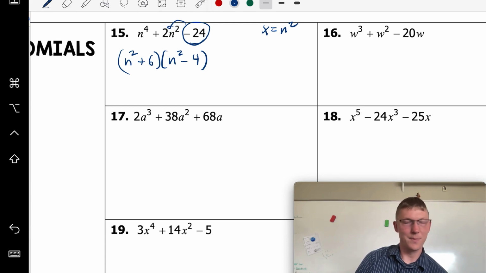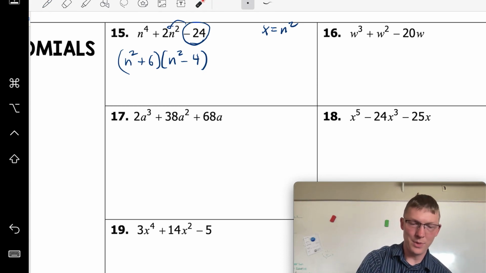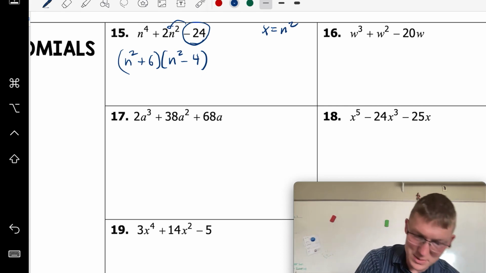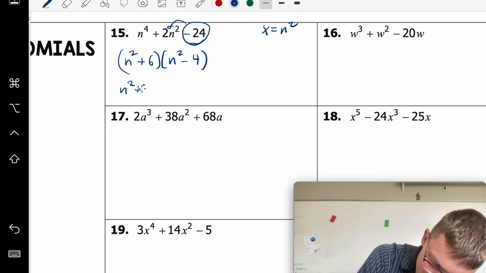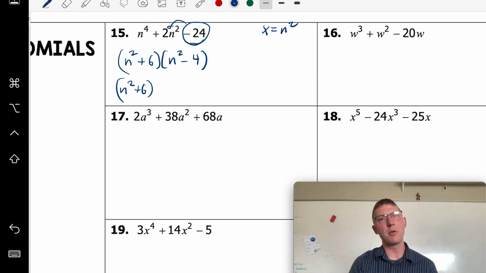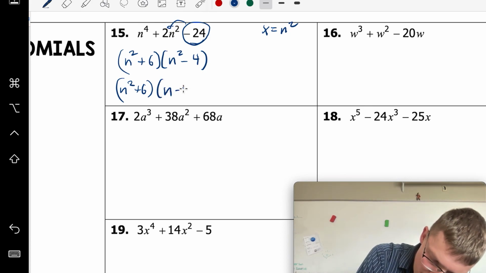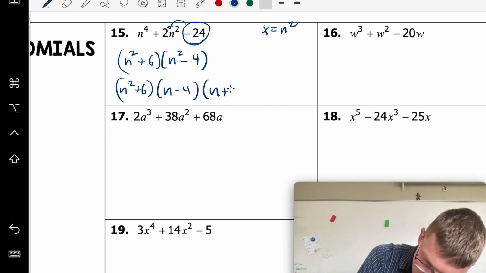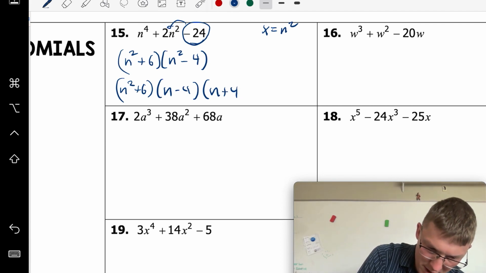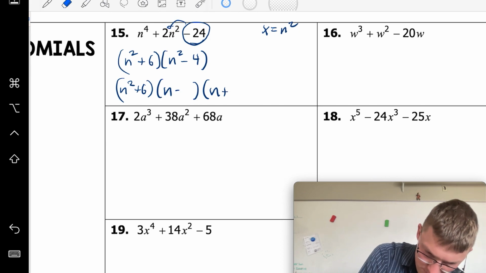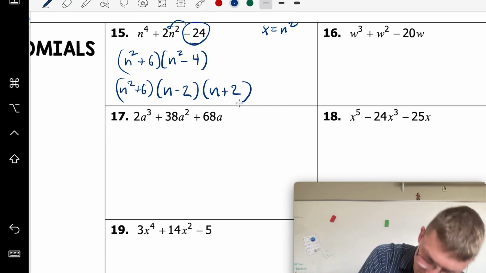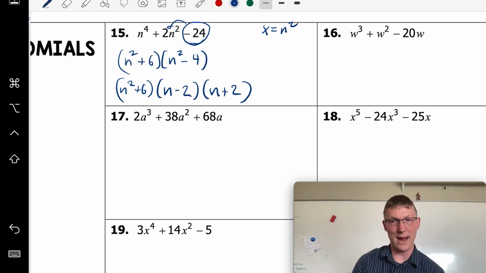Are we done yet? If you said no, good job. This part right here hopefully triggered a few red flags. This is a difference of squares. The difference of squares is the one that I do have memorized. So we're going to have n squared plus 6, and we're going to use our difference of squares. Remember, that's a minus b times a plus b. So then we're going to have n minus 4, n plus 4, n minus 2, and n plus 2. Now it is factored.